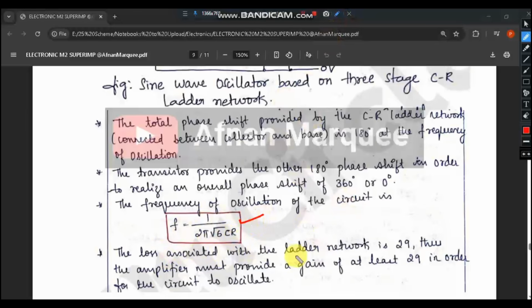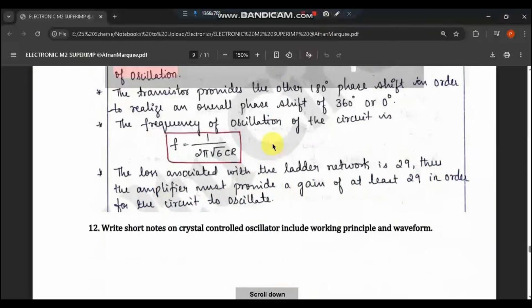Okay, the loss associated with the RC network is 29. Therefore, the amplifier must apply a gain of at least 29 in order for the circuit to oscillate. Okay, these are the key points you need to write.